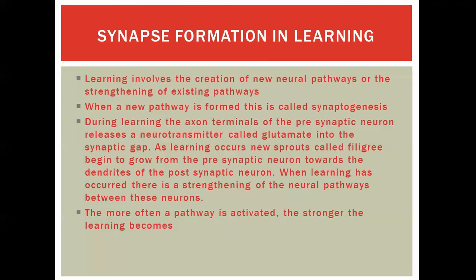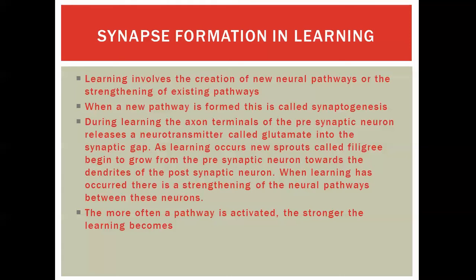Okay, so basically when we learn something new, we know that this learning involves the creation of new neural pathways or the strengthening of an existing pathway. So we know that learning happens at a neural level. And when this new pathway is formed, this is called synaptogenesis. During learning, the axon terminals of one neuron, which we call the presynaptic neuron, so the first neuron, releases a neurotransmitter called glutamate. You definitely have to know that glutamate is the name of the transmitter involved in learning.